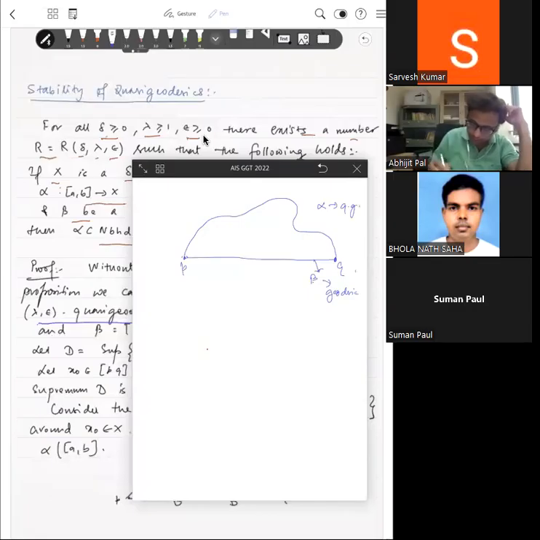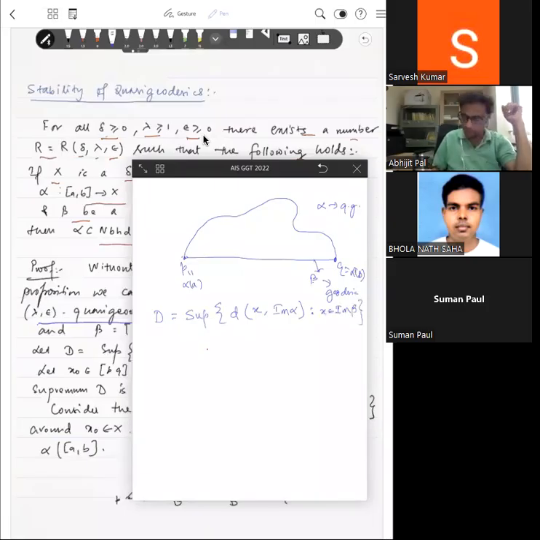Now I'll take D to be the supremum of the distance of x to the image of alpha, where x is varying on the image of this beta.